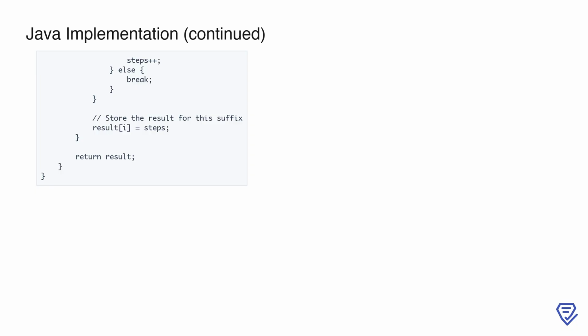We then check if the new position is still within the bounds of the grid. If it is, we increment the steps counter and continue to the next move. However, if the new position goes out of bounds, we break out of the loop since no further moves from this suffix would be valid.